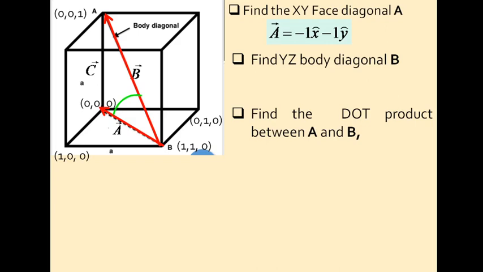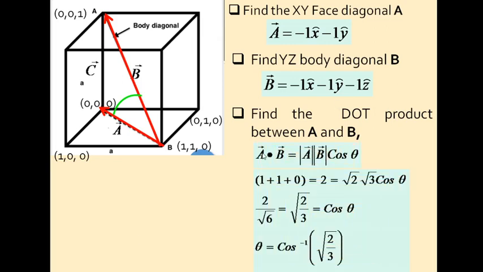Similarly in the yz body diagonal, that is B, it is given by again field point minus source point, and therefore vector B will be in this particular shape. If I go with the dot product between them, A dot B is equal to the magnitude of A times the magnitude of B times cos theta, and A dot B will be given by 1 plus 1 plus 0, and therefore it's 2.